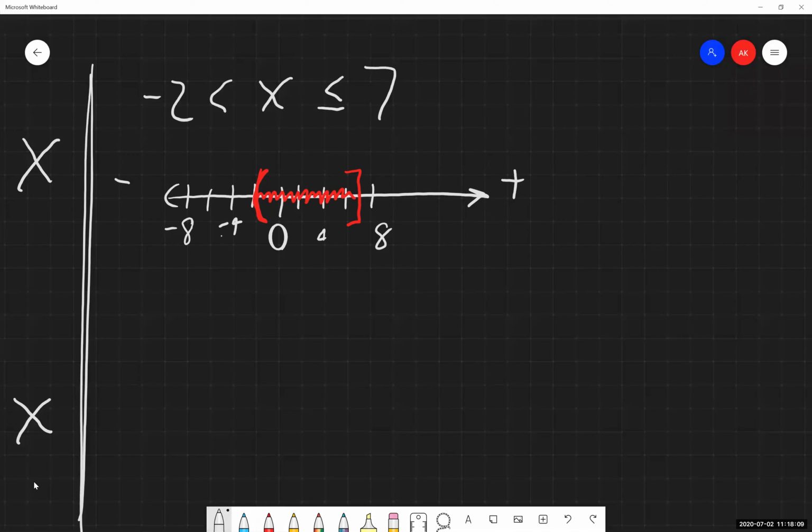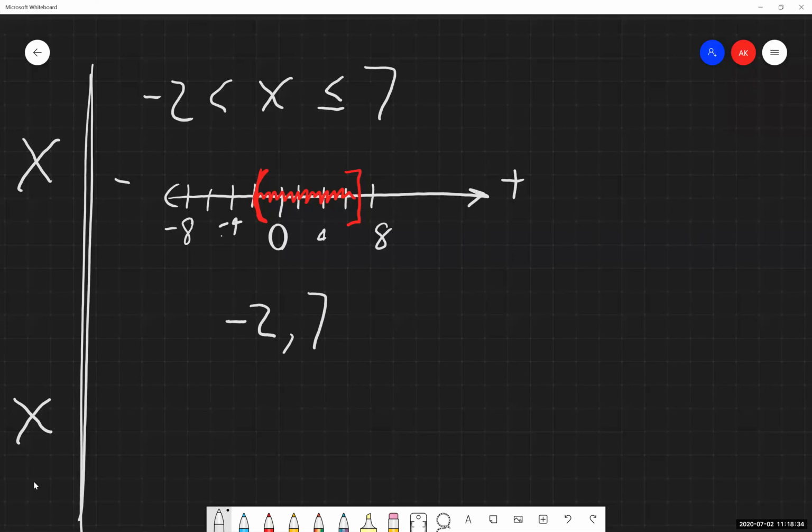So translating this into interval notation, again, I'm trying to figure out, firstly, what is the smallest value that is presented to me? The smallest value is negative 2. So my lower bound is going to be negative 2. What's the upper bound, or the largest value that I'm working with on the number line? That's going to be 7.